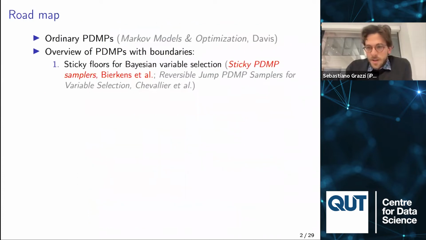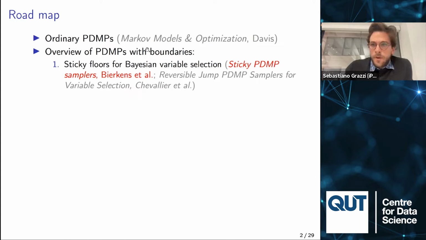The presentation is structured as follows. I will start by introducing ordinary PDMPs. Ordinary PDMPs are used to target measures which have a smooth density relative to the Lebesgue measure, so they cannot be used for other classes of target measures. Then I will move to PDMPs with boundaries. PDMPs with boundaries can be used, for example, when the reference measure is not a Lebesgue measure, or when the density is not always differentiable, or is not always continuous.